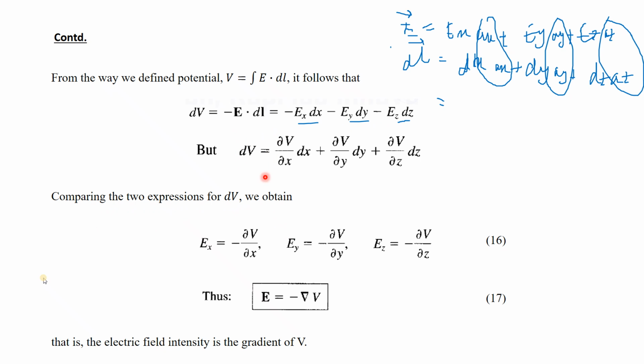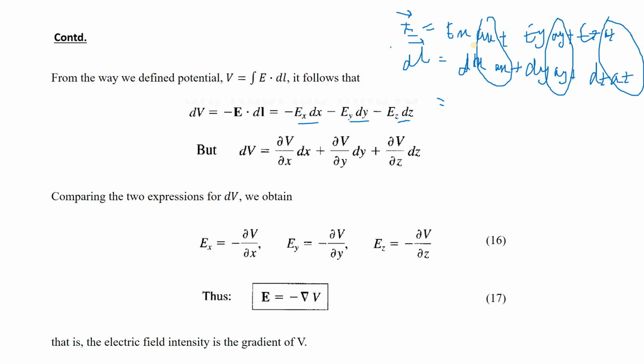Okay, and if you compare these two equations, what we can see is that if you isolate dx, dy and dz, we can write minus Ex equals del V del x, or Ex equals minus del V del x, Ey equals minus del V del y, and Ez equals minus del V del z. As if this is the gradient of V.